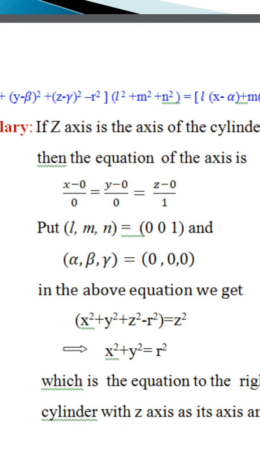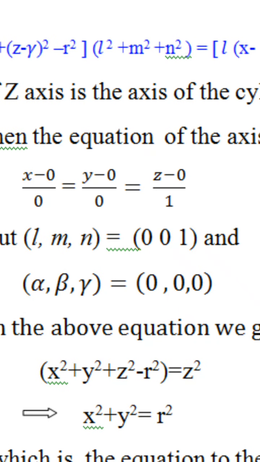If the z-axis is the axis of the cylinder, so the z-axis is also the line. If that is the axis, then what will be the right circular cylinder? We will discuss in this corollary. First of all, we have to write the equation of the z-axis. You know very well how to write the equation of a line in symmetric form. So we need a point and DRs, right?